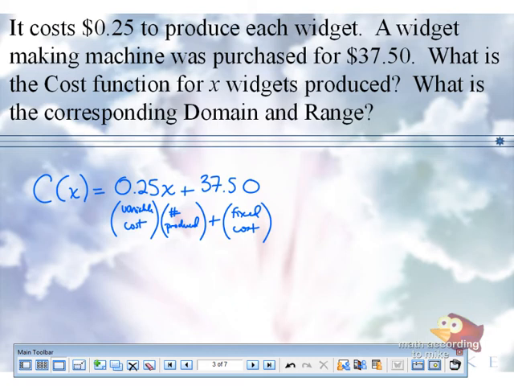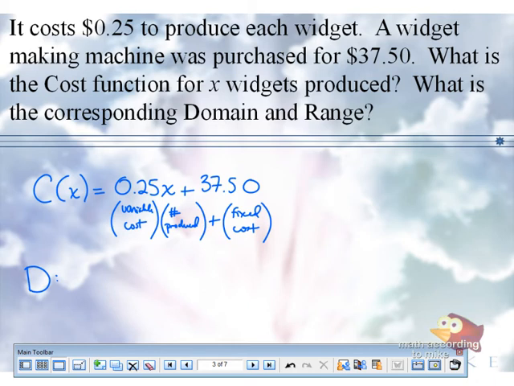The second half of the question is, what is the corresponding domain and range? Assuming that a widget's an item, the domain represents the number of widgets you can produce. Can you make negative amounts? Could you make 0 amounts? So anything greater than or equal to 0? And then, assuming we can't make fractional amounts, that'd be your whole numbers again.